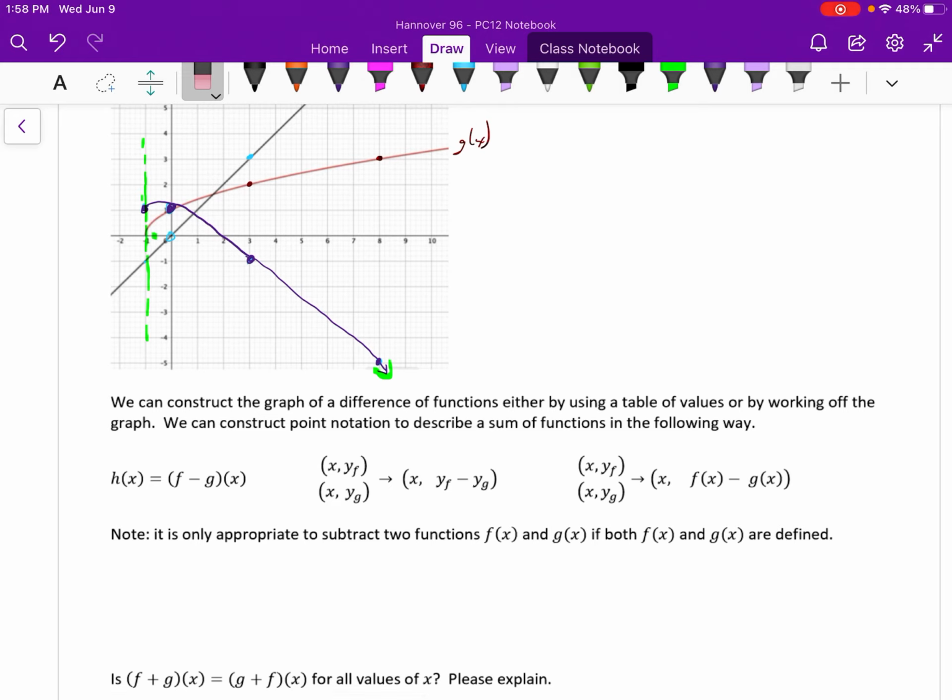So I have here h of x, just like I've done for the addition of functions. You can look at it, h of x, as you're just combining the y values. And if you're doing f minus g, you would take your point x, yf, and take another point x, yg for the f function, g function, and the x values stay the same, but you subtract them. Order matters. So again, it's only appropriate to subtract two functions in the places where f and g are defined.